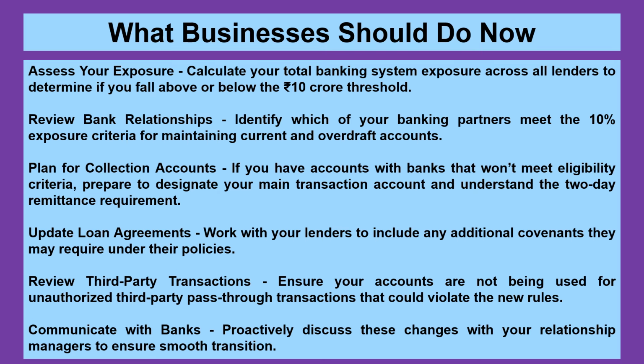What businesses should do now? Assess your exposure. Calculate your total banking system exposure across all lenders to determine if you fall above or below the rupees 10 crores threshold. Review bank relationships. Identify which of your banking partners meet the 10% exposure criteria for maintaining current and overdraft accounts. Plan for collection accounts. If you have accounts with banks that won't meet eligibility criteria, prepare to designate your main transaction account and understand the 2-day remittance requirement.